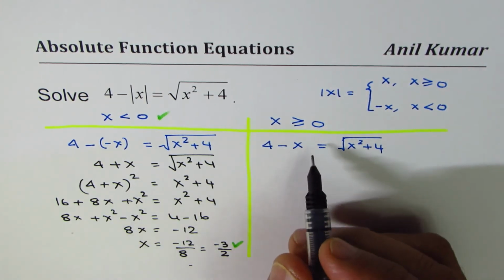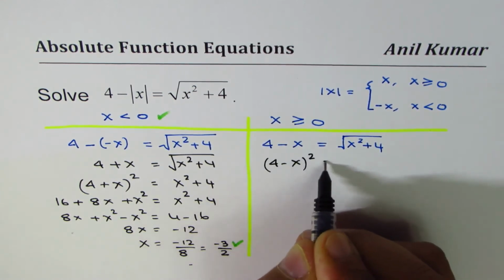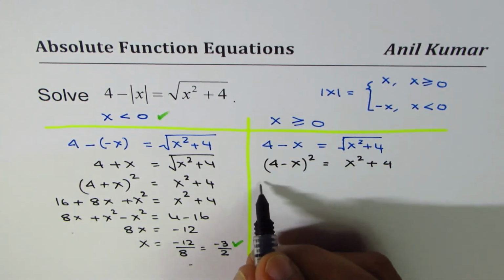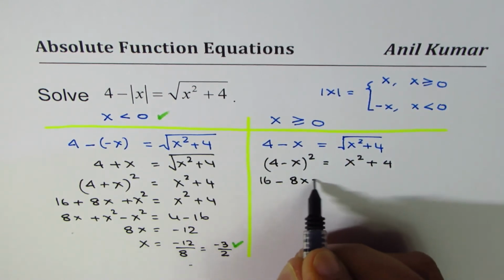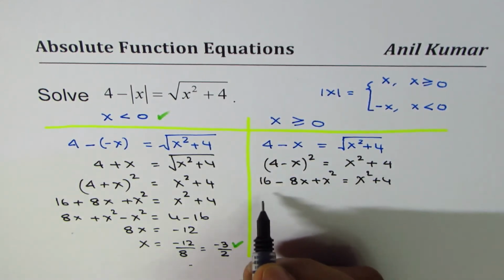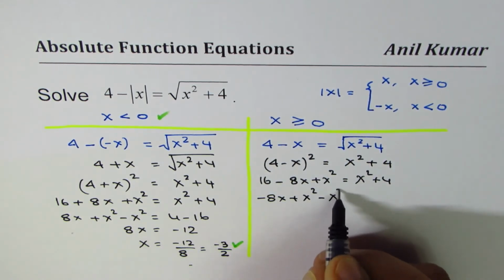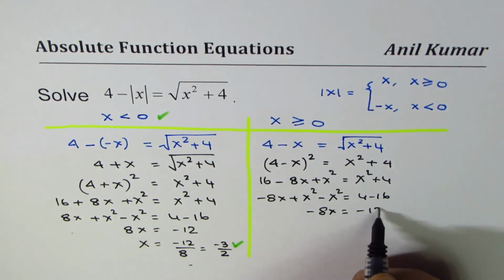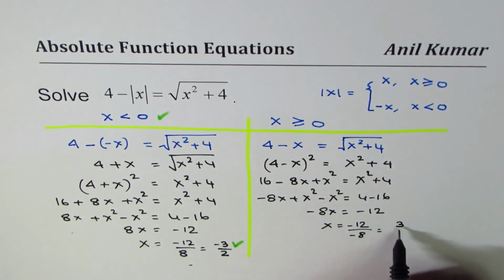We'll follow the same method. So we have 4 minus x. We'll square both sides. We get x squared plus 4. Let's expand this. So we get 4 squared, which is 16, minus 2ab, which is 8x, plus x squared, equals x squared plus 4. Bringing terms together, minus 8x plus x squared minus x squared equals 4 minus 16, minus 8x equals minus 12, x equals minus 12 over minus 8, which is plus 3 over 2, correct?